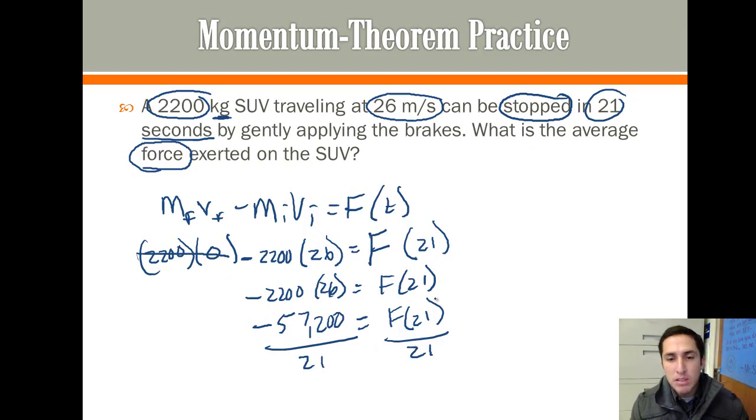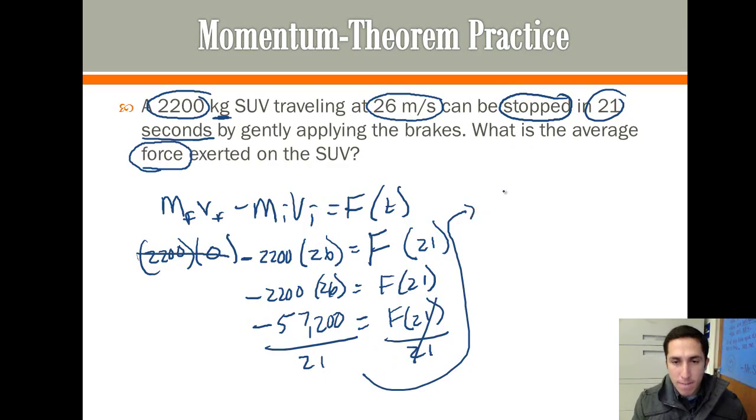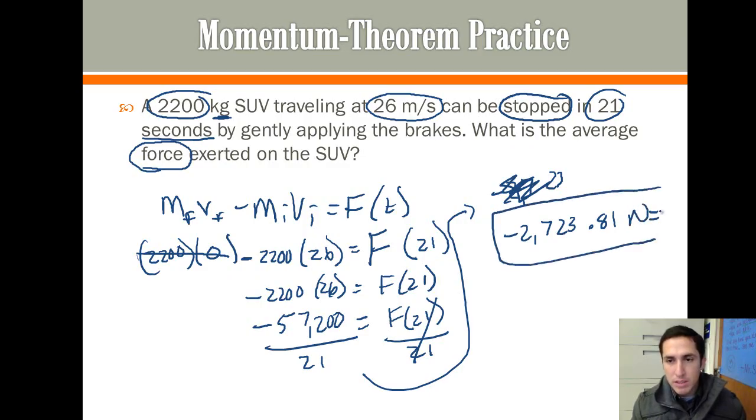What happens to these 21s? They reduce. Now I've got negative 57,200 divided by 21. And you end up getting, I'm going to write the answer over here, negative 2,723. Oh, that got ugly. Negative 2,723.81 newtons. Because that was your force, it's got to be in newtons.